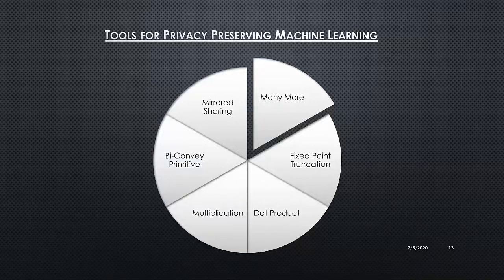So for the rest of the slides, I will be talking about our mirrored sharing format. Next, I'll talk about our bit-to-convey primitive. Then we'll use these two to build our multiplication protocol and see how we extend it to our dot product protocol.